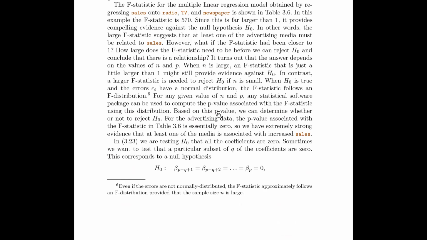So I think we're going to have to read this a second time. In 3.23, we are testing H0 that all the coefficients are 0. Sometimes we want to test that a particular subset of Q. Okay. So you're looking at, so are there Q of these? Yeah, I think so, right? I think it's very easy to see.